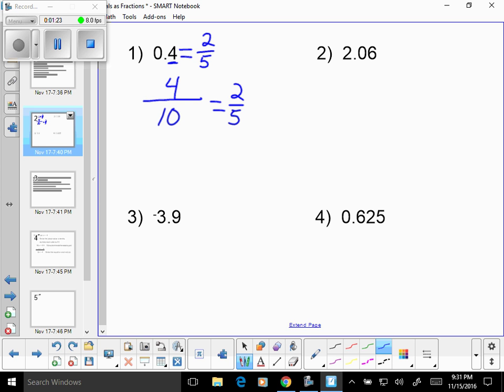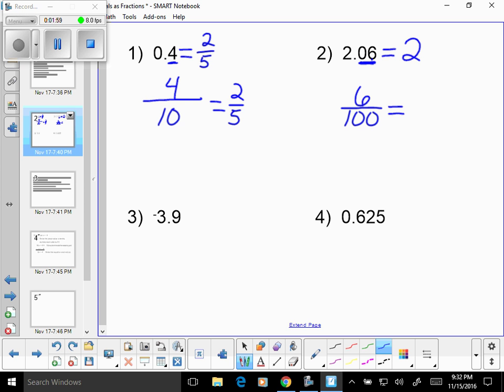In number 2, I always tell students when you've got a 2 point something, that means you're going to have a mixed number, like 2 1/2, 2 1/3, 2 5/9, or whatever. So I always tell students, just take the whole number and put it over there, and then just work with the decimal. Now again, here's that decimal part. The 0 is in the tenths, the 6 is in the hundredths. And I write the 6. I can skip the 0, I don't need it, and I do not write the decimal point.